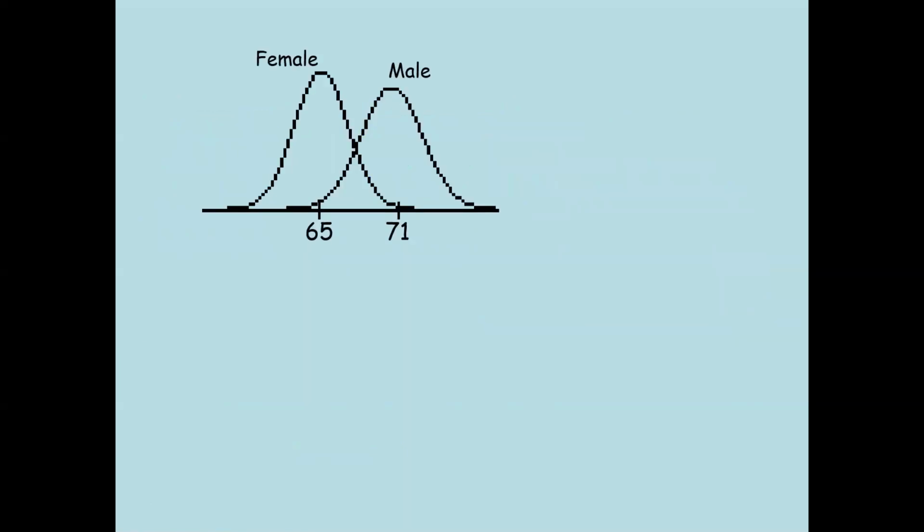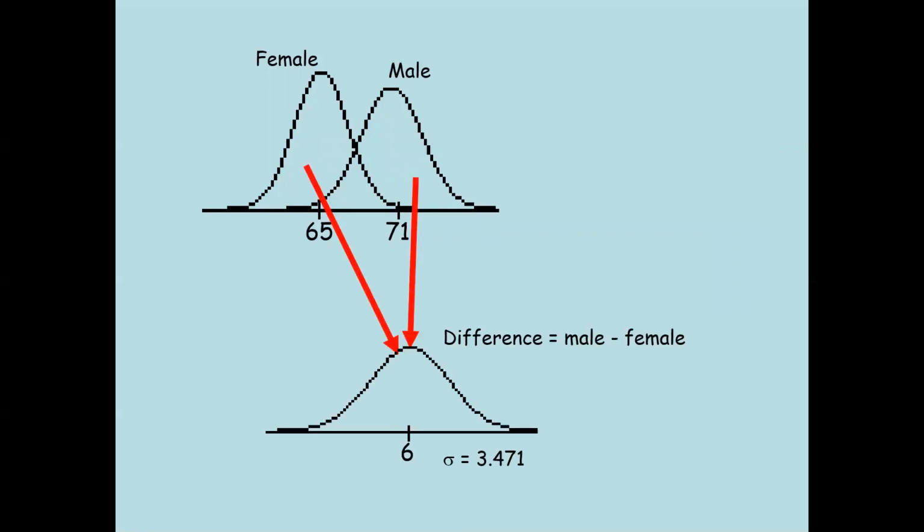So notice what we did here. We had a distribution of females, we had a distribution of males. What we just did here is we took 2 samples and turned them into 1 using the difference, by subtracting. Okay, new mean of 6, new standard deviation of 3.471. So we are taking a 2 sample and turning it into a 1 sample.